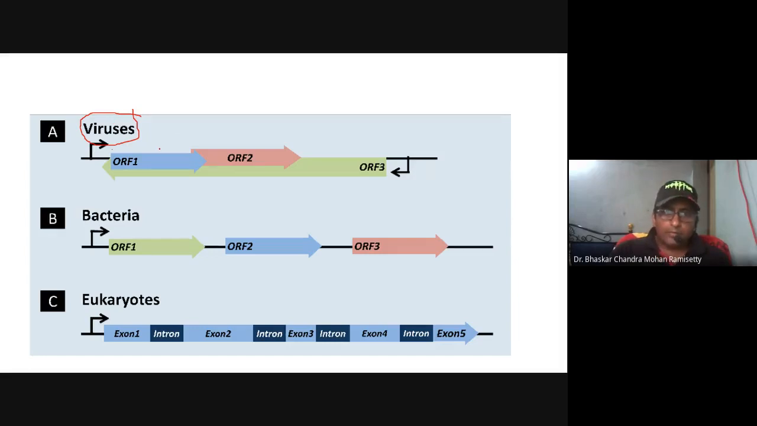So you can have overlapping genes like this. This is one ORF, which will produce a protein, and this is the second one, which will produce the second protein. You may also have other ORFs reading on the downstream, which will produce a different protein. That is how viruses have a very high gene density, that is the number of genes in a unit length of DNA.